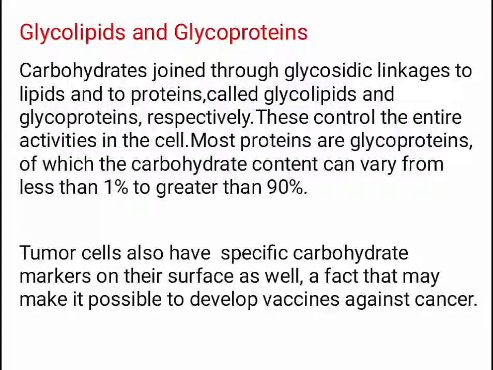Glycolipids and glycoproteins. Carbohydrates joined through glycosidic linkages to lipids and to proteins are called glycolipids and glycoproteins, respectively. These control the entire activities in the cell. Most proteins are glycoproteins, of which the carbohydrate content can vary from less than 1% to greater than 90%. Tumor cells also have specific carbohydrate markers on their surface, a fact that may make it possible to develop vaccines against cancer.